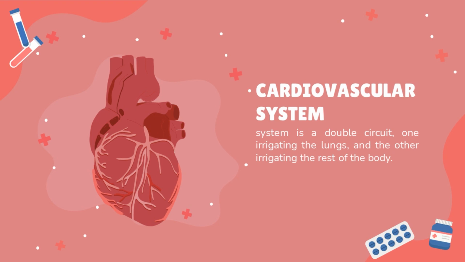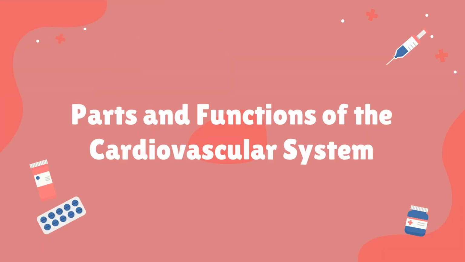Cardiovascular system. The system is a double circuit, one irrigating the lungs and the other irrigating the rest of the body. The cardiovascular system delivers oxygen, nutrients, hormones, and other important substances to cells and organs of the body. It plays an important role in helping the body meet the demands of activity, exercise, and stress.